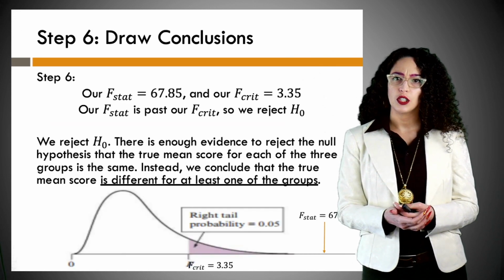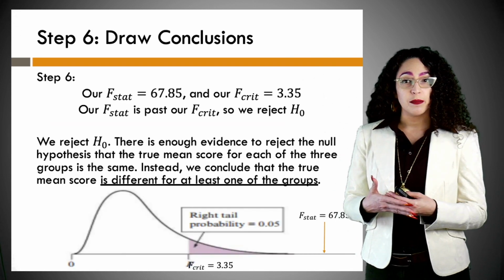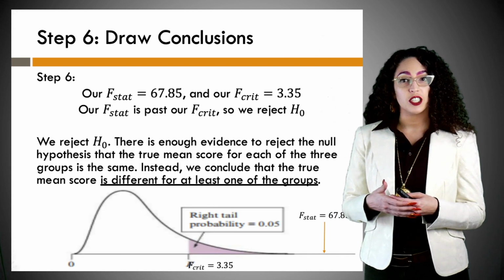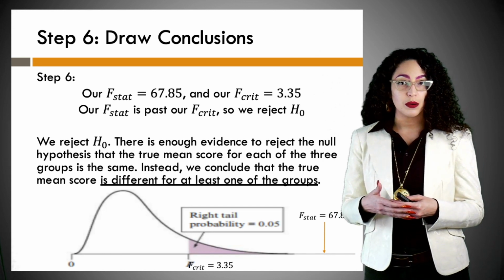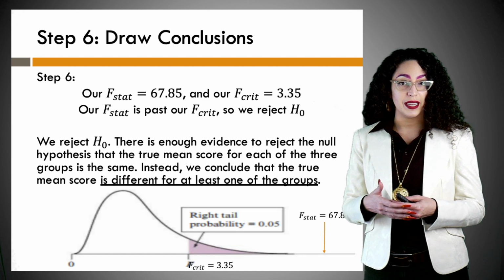Now let's draw our conclusions. We can reject the null hypothesis. There is enough evidence to reject the null hypothesis that the true mean score for each of these 3 groups is the same.